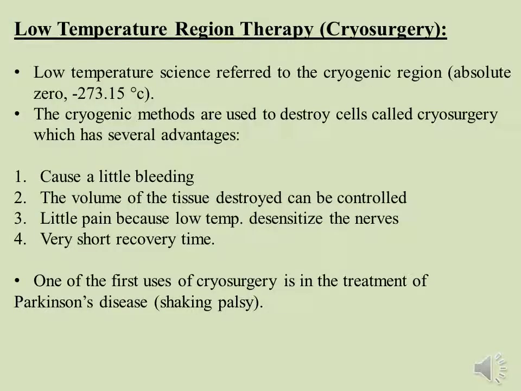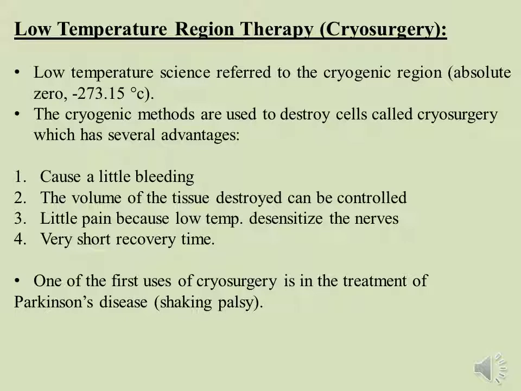Low-temperature region therapy, cryosurgery. Low-temperature science refers to the cryogenic region, absolute zero, minus 273.15 centigrade. The cryogenic methods are used to destroy cells, called cryosurgery, which has several advantages: it causes little bleeding. The volume of the tissue destroyed can be controlled. Little pain because of the low temperature. Desensitizes the nerves. Very short recovery time.